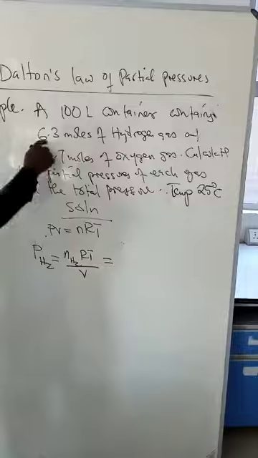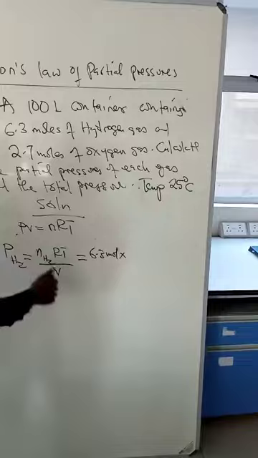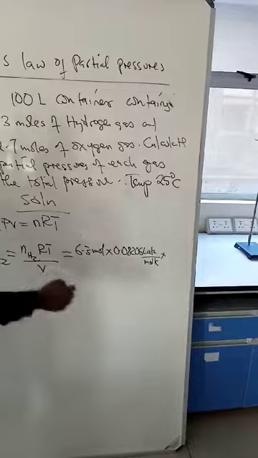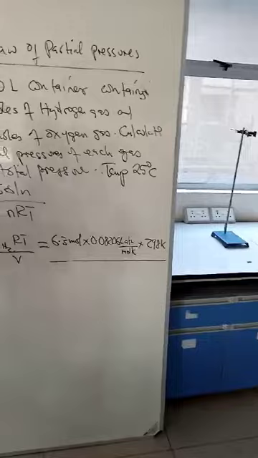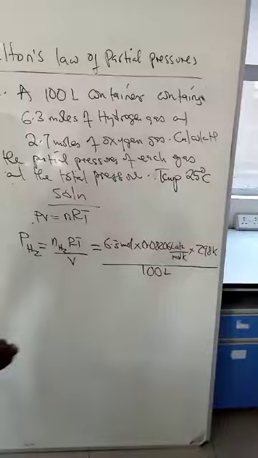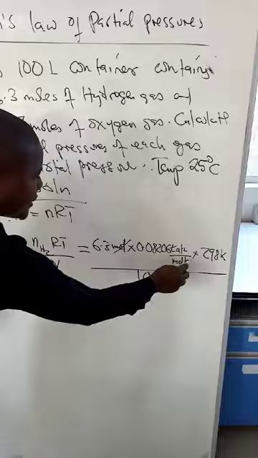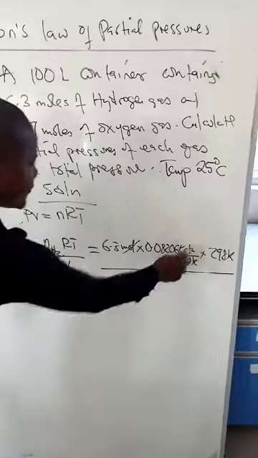The number of moles of hydrogen is 6.3. So you indicate there 6.3 times the R, 0.08206 liter atmosphere per Kelvin mole, then times the T, which is 298 Kelvin, then over the volume of the container, which is 100 liters. Make sure the units are cancelling: the liter cancels, the number of moles cancels, K cancels. So we remain with atm, which is the unit for pressure.